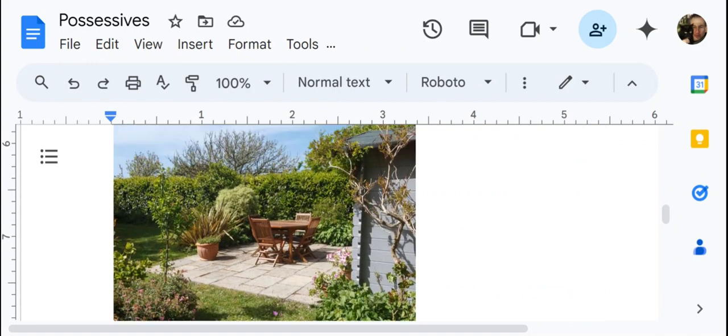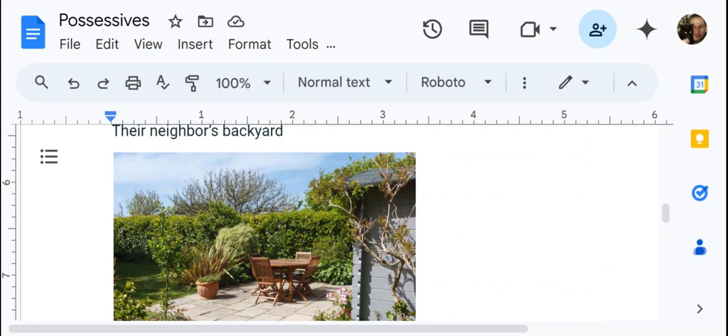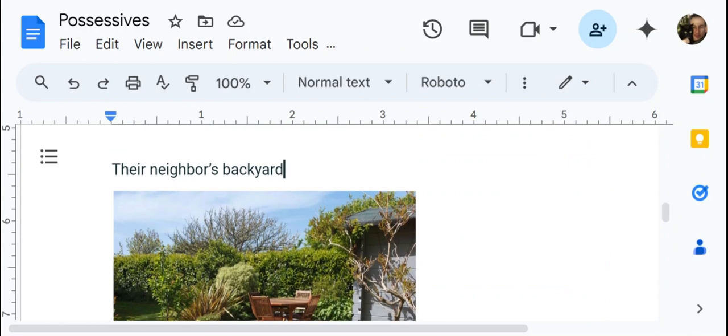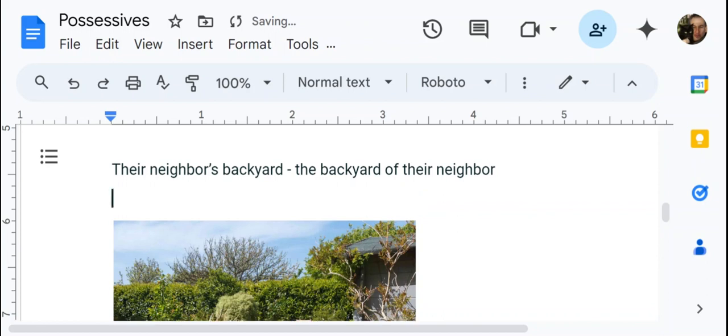This is the neighbor's backyard. In Spanish, you cannot say their neighbor's backyard. You have to say the backyard of their neighbor. There is no apostrophe S in Spanish.